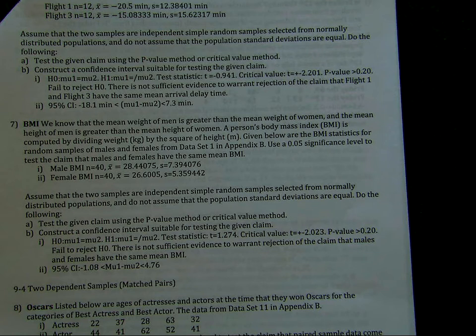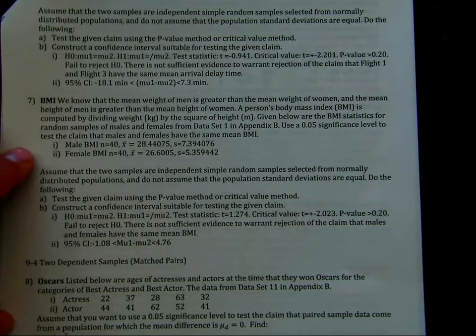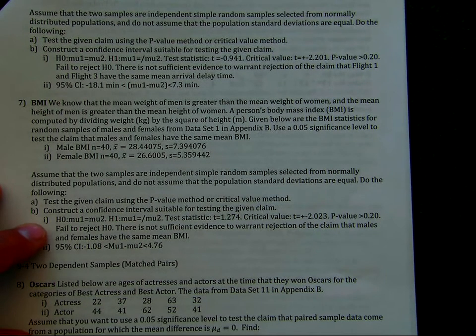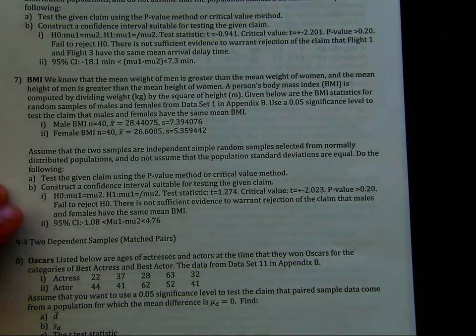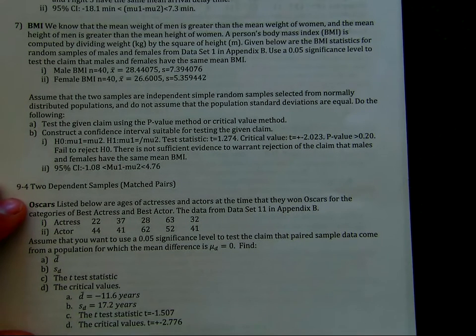So test the claim using the p-value method or critical value method. So you can do both. I always recommend that you do both. It's very easy on your calculator to do both, and it can double check your work very quickly. So 9.4 is two dependent samples, matched pairs.